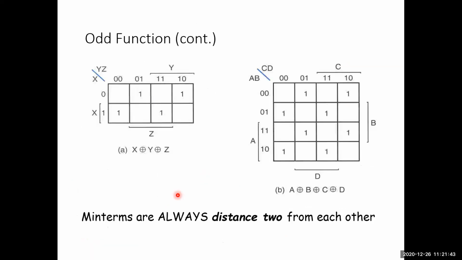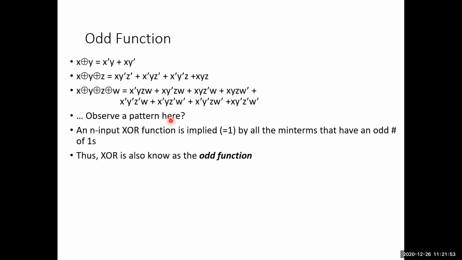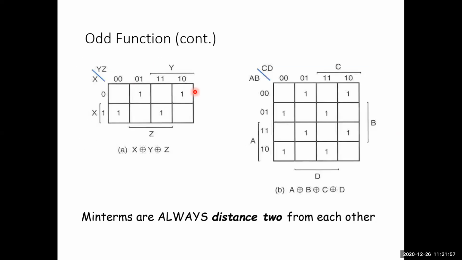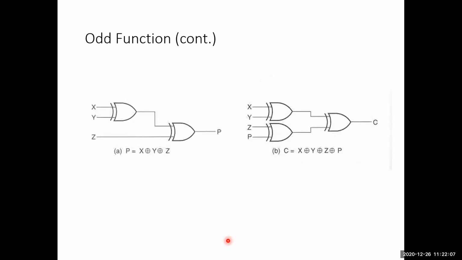And if it is an odd function, you can see this is a K-map. I hope you all know the K-map operation, how the K-maps work. So this is the K-map for these equations which we have written over here. Min terms are always at a distance of 2 from each other, the basics of digital electronics. And this is the circuit diagram for that odd function.